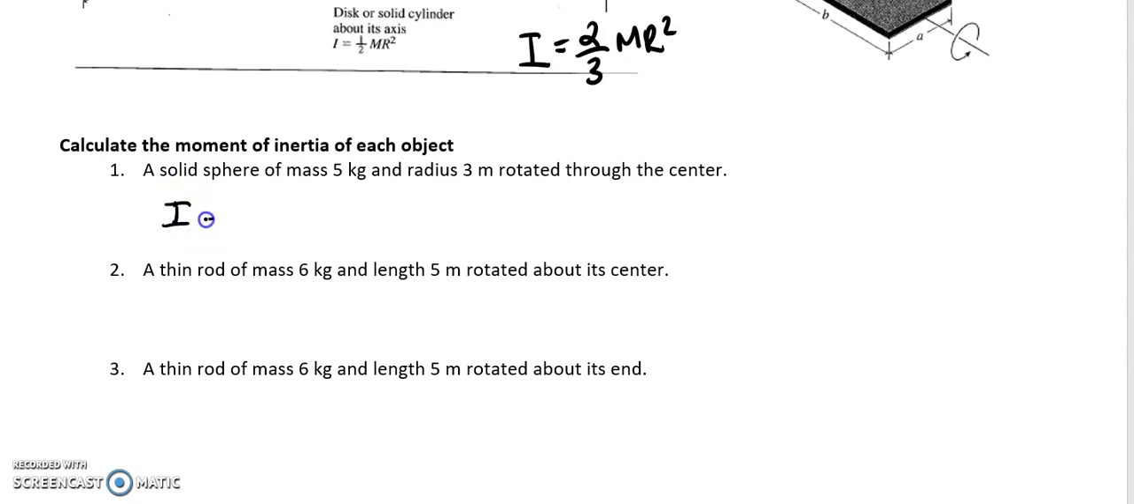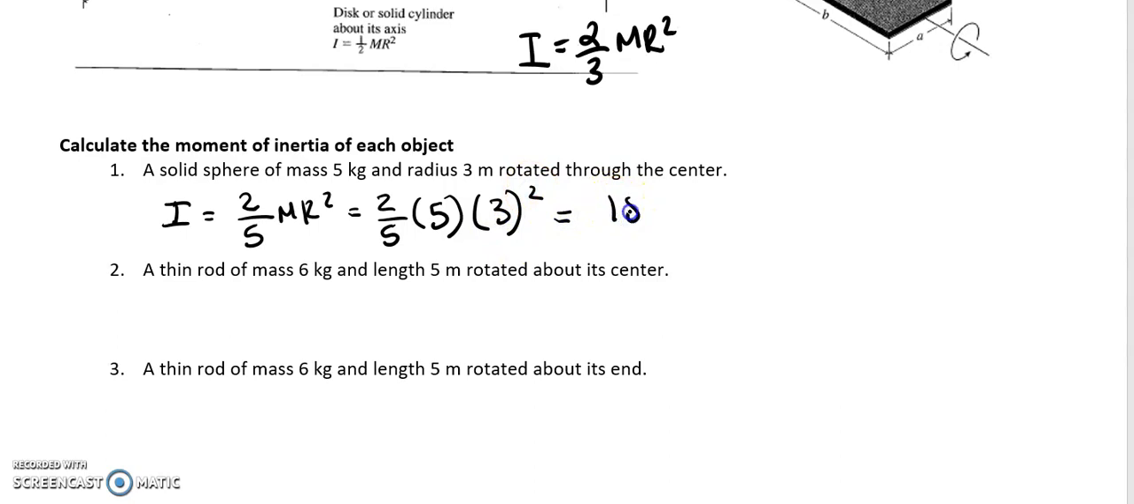So we have a solid sphere. I look at my table that we had just posted, and a solid sphere is 2/5 mr squared. So I can just plug everything in. It's 2/5. The mass is 5, and the radius is 3 squared. Great. So I got 18 kilogram meter squared for this. Cool. Now let's do number 2.